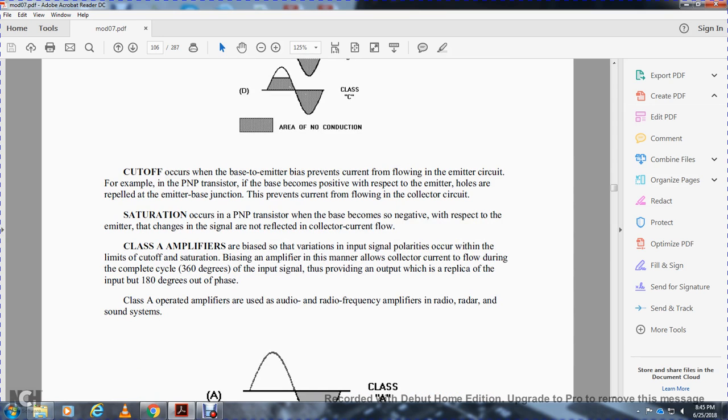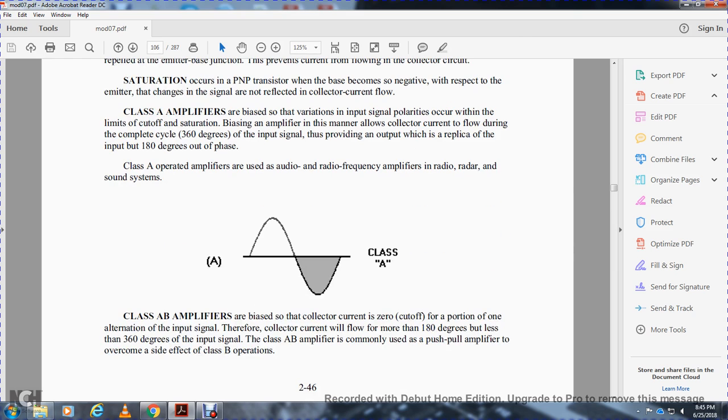Class A amplifiers are biased so that variations in the input signal, in both polarities, occur within the cutoff and saturation limits. The amplifier is biased to allow collector current to flow for the complete 360 degrees of the input signal, providing an output that is a replica of the input, 180 degrees out of phase. Class A operation is used in audio and radio frequency amplifiers, radar and sound systems.